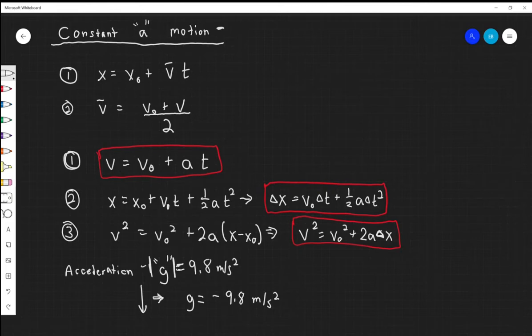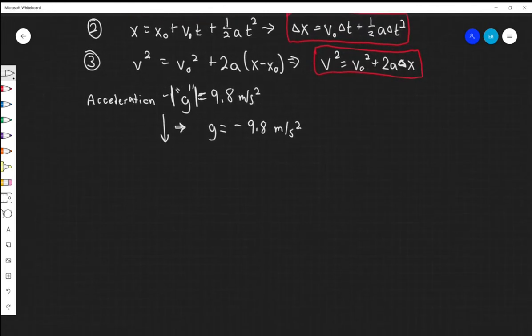So let's do a quick example. Let's say I take a ball and I throw it in the air, straight up. So it's going to go up and it's going to come back down. I catch it after 10 seconds.